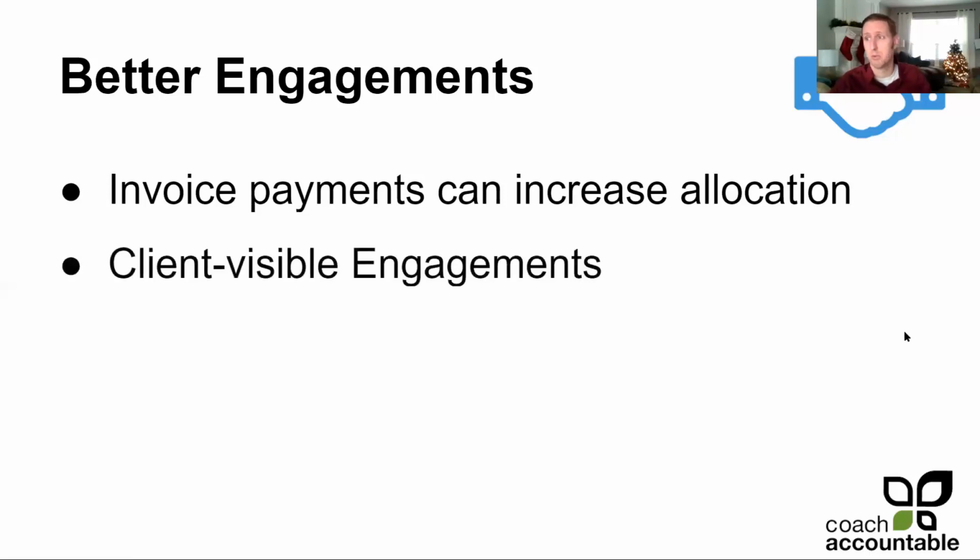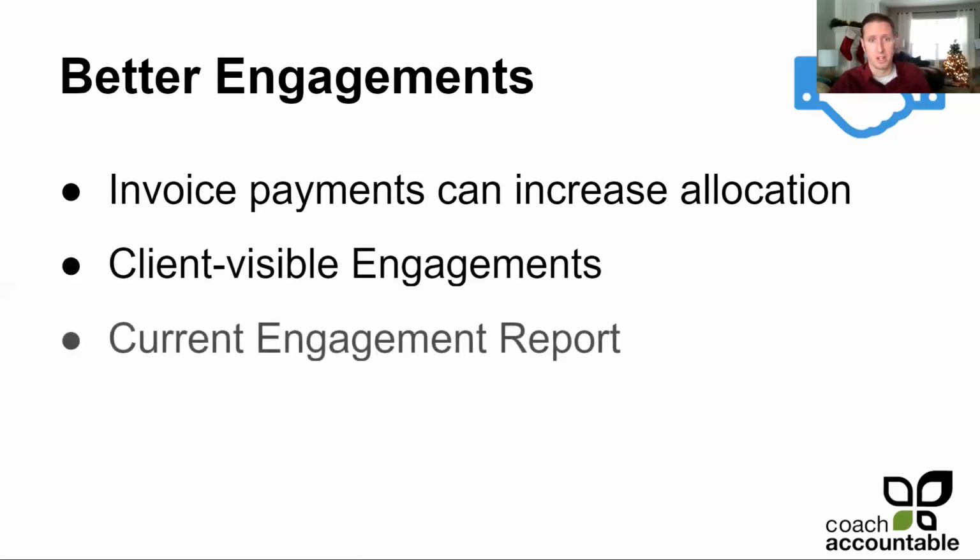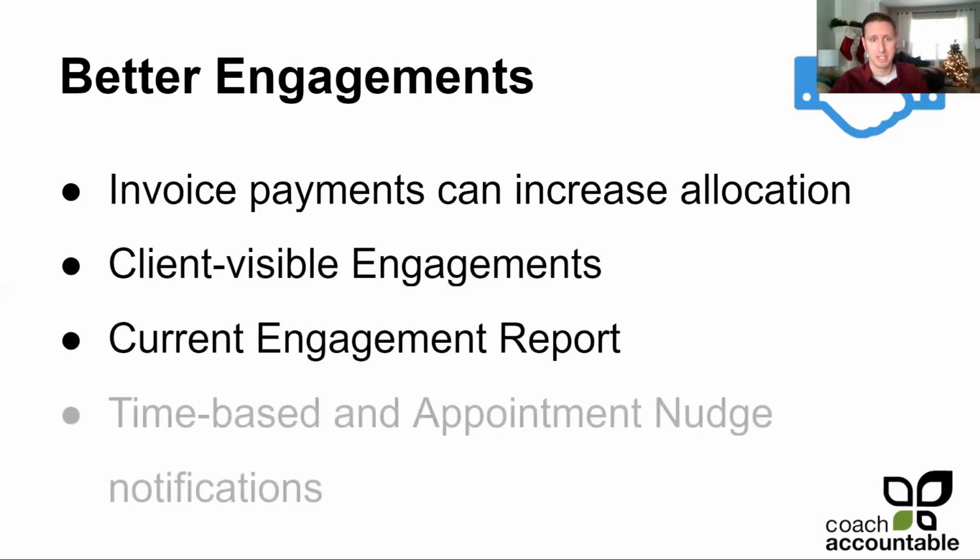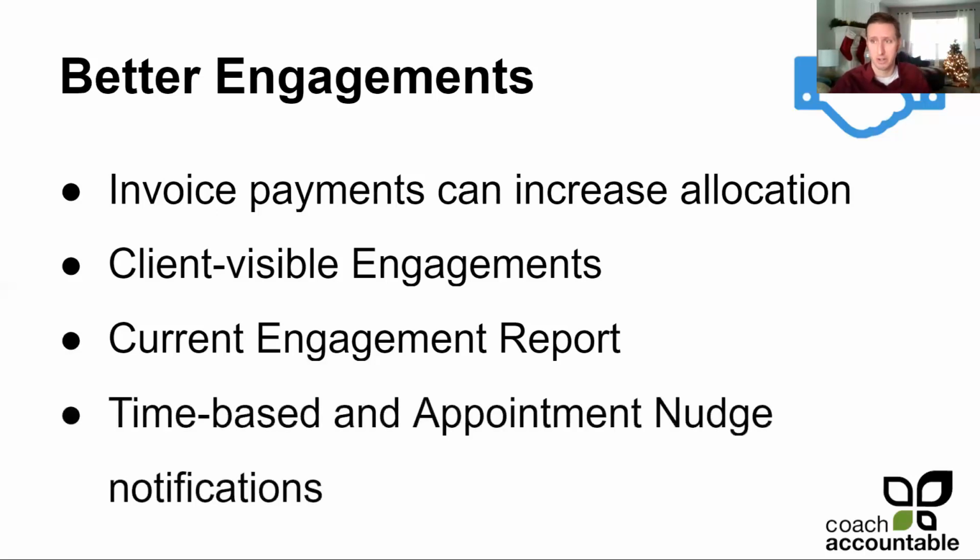Client visible engagements, if you want, they can have a window into the actual engagements themselves instead of for your own records. A current engagements report that gives you a whole at a glance of where all your people are with their engagements, and some new types of notifications, ones that are time-based, i.e. on day 7, send one, or appointment nudges, i.e. hey, it's been 20 days or 5 days or 7 days since our last appointment, and there's nothing new on the books. Send an email to notify either coach or client.